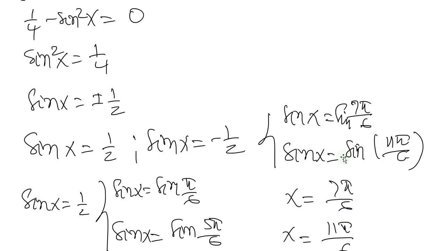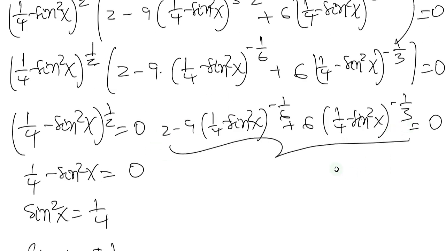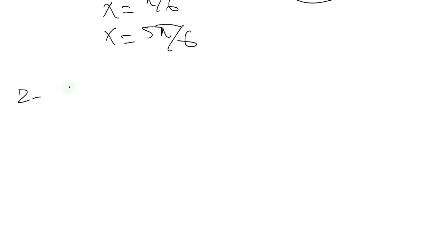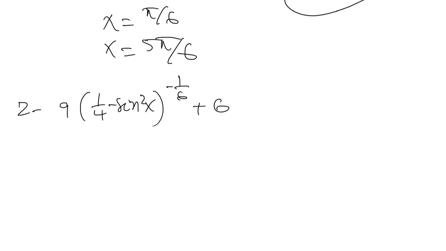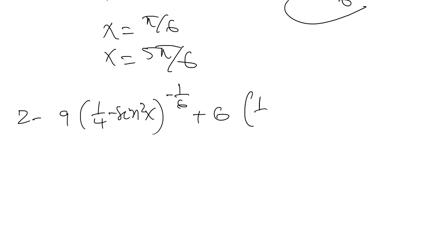Okay, so now the second one here, this is interesting to solve as well. So let me write it down. So this is 2 minus 9 times (1 over 4 minus sine square x) to the power of minus 1 over 6, and then plus 6, right? Is it actually plus 6? Okay, plus 6, which multiplies (1 over 4 minus sine square of x) to the power of minus 1 over 3, and then this is 0.